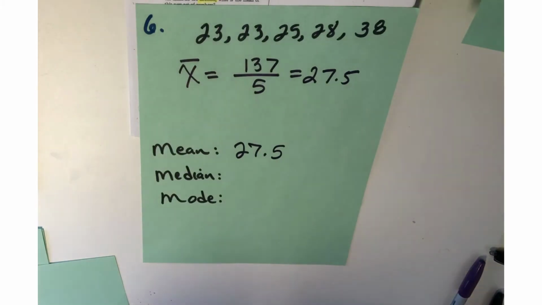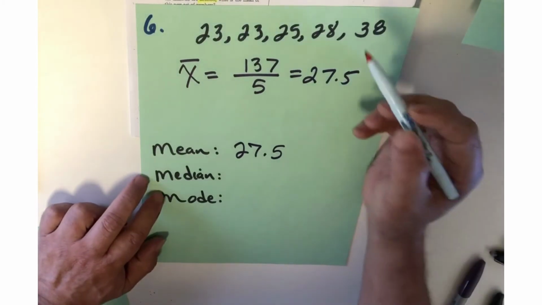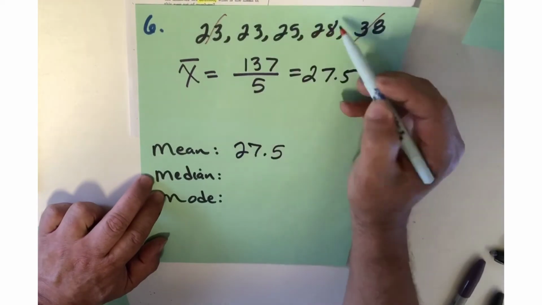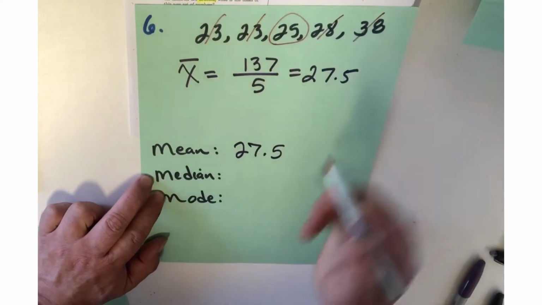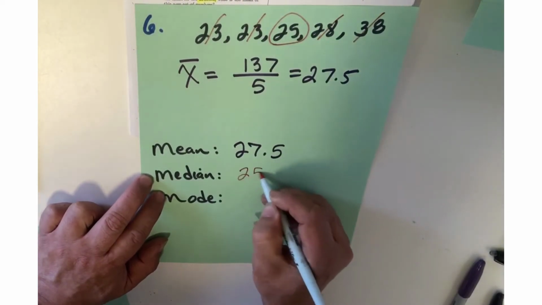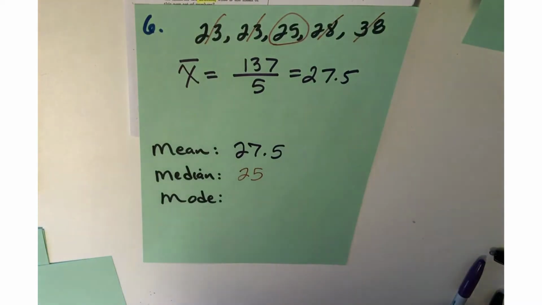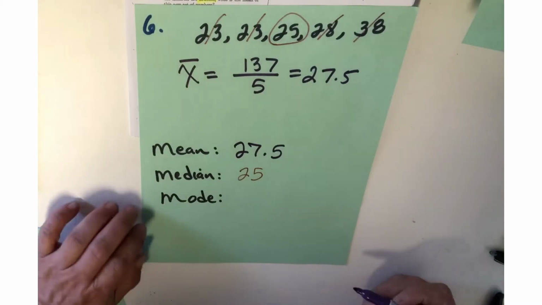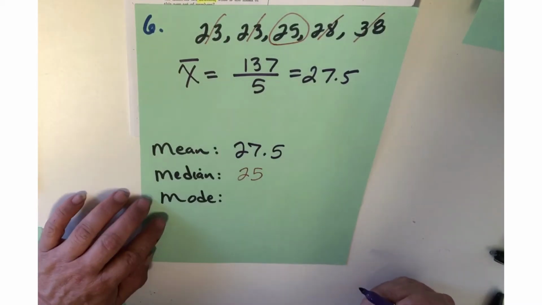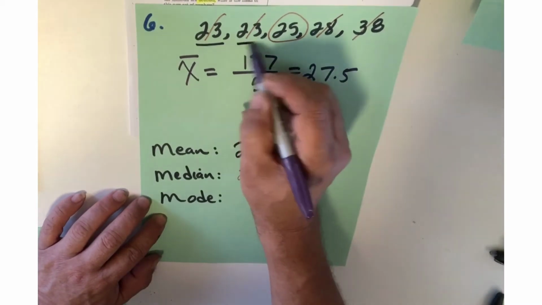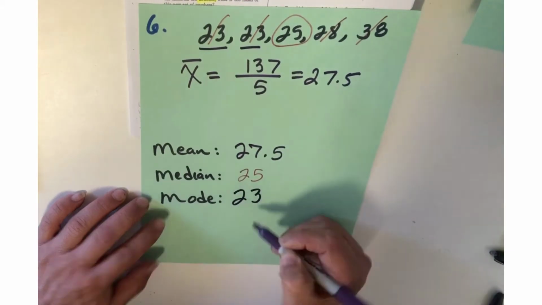Next, I'm going to go find my median. Luckily for me, they're already in order. So high, low, and there is my median. It is 25. And finally, I'm going to go in there and I'm going to find the mode. And let's see, which one repeats itself most frequently? Well, there are two 23s, and so 23.